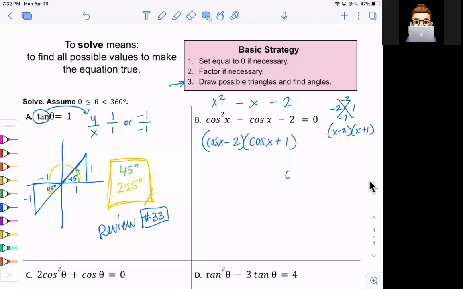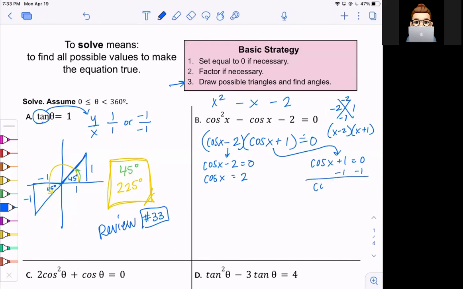All right, so now that it is like this, either of these could be equal to 0. So we really have 2 problems here. We have cosine x minus 2 equals 0, and we have cosine x plus 1 equals 0. Now that they're like this, we're very close to this format. That's our goal, to get it in this format. So I'm going to move the 2 over. Cosine x equals 2. And then move the -1 over. I get cosine x equals -1.